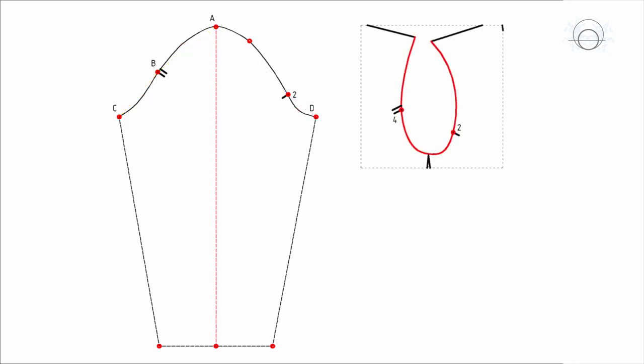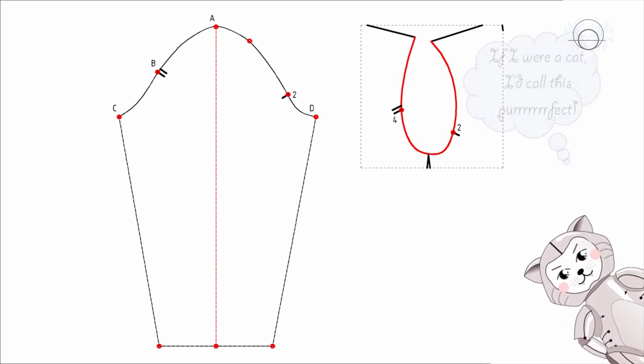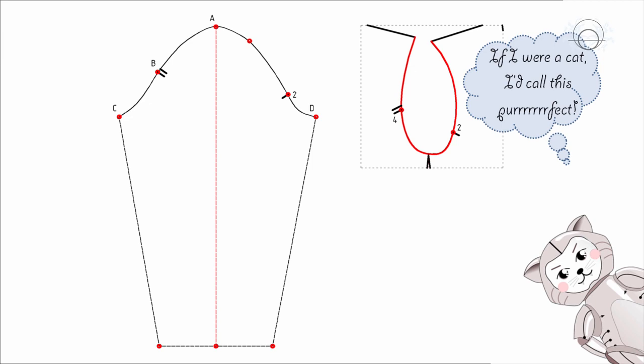At point B of your sleeve and point number 4 of your arm side, make a double notch, marking the back side of your sleeve. At point 2 of your sleeve and your arm side, make a single notch to mark the front side.